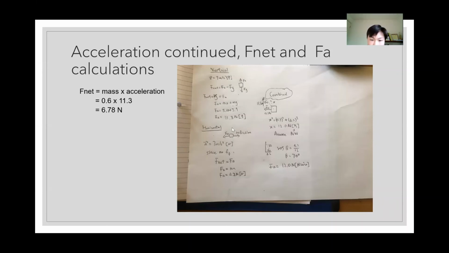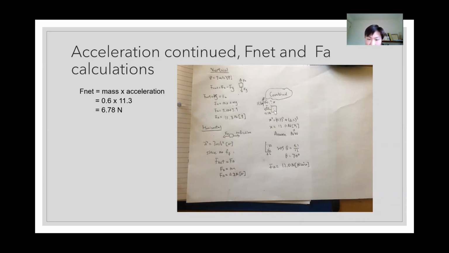Horizontally, with friction it would be F net equals FA minus FF. However, the projectile does not have friction. Therefore, the F net would just equal the applied force, which is 4.2 newtons. And so we combined it. I used a little bit of Pythagorean theorem. Basically, the applied force vertically was 11.3 newtons upwards, right here, 11.3. And horizontally, it's 4.2 newtons to the left.